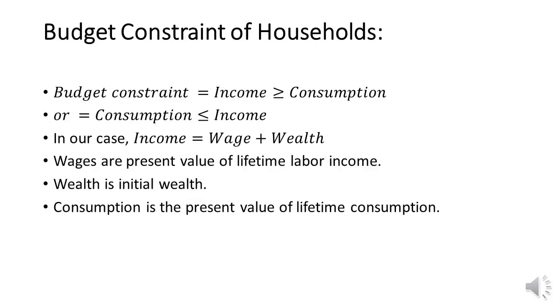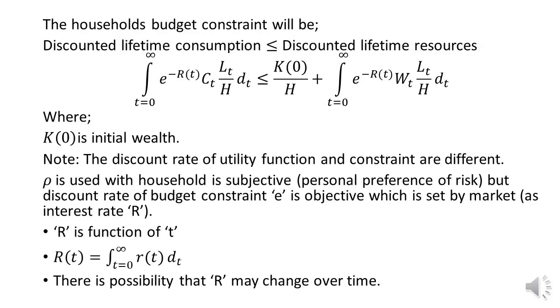Now let's talk about the budget constraint of the households. The household will face a budget constraint, and the budget constraint is that their income should be greater than their consumption. In our case the income is actually the sum of wages plus the wealth, the initial wealth. Wages are the present value of the lifetime labor income, and wealth is the initial wealth. As discussed earlier, consumption is the present value of lifetime consumption. So throughout his lifetime, the individual will consume, and that consumption is the consumption in this model.